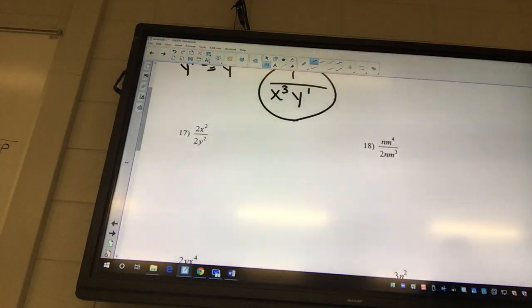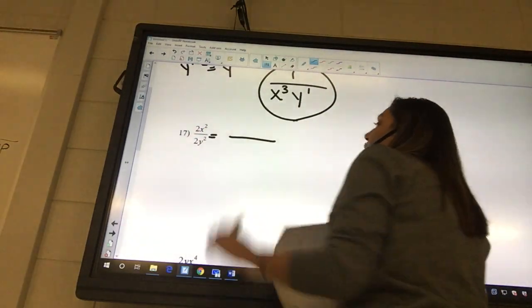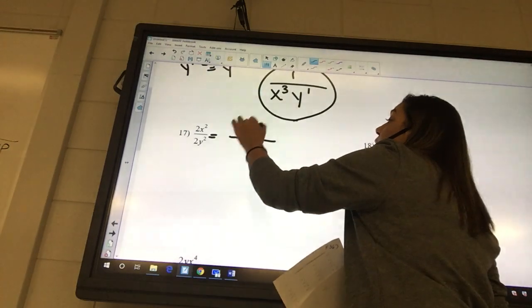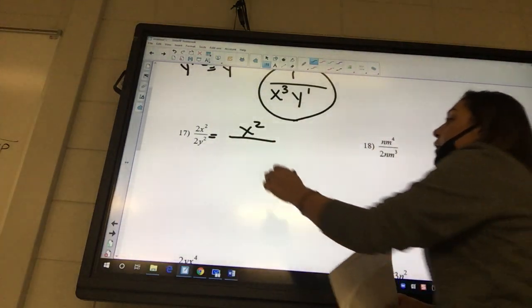Okay, when you have numbers out front that are going to divide into each other, you need to do that division. Okay, so I have a 2 on the top and a 2 on the bottom. What is 2 divided by 2? 1. Okay, what about the x's? How do I subtract those x's? You can't, and so it's going to stay where it's at. Okay, what about the y's? You can't. It's going to stay where it's at.